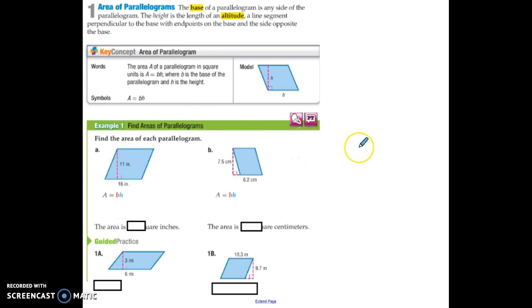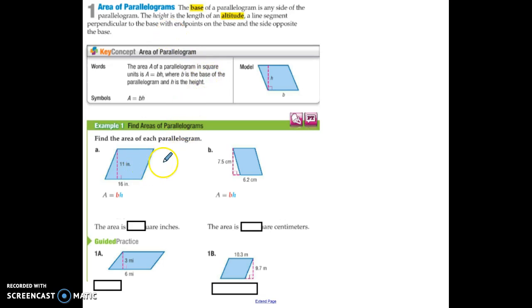First of all, we're going to talk about parallelograms, the area of a parallelogram, but before that, let's talk about some terms: the base and the height. This is very important to identify the base and the height correctly in these figures. The base and the height must be perpendicular to each other. Okay? So the height is the altitude, which by definition is a line segment perpendicular to the base.